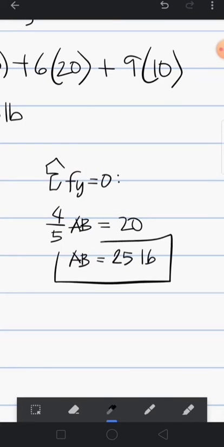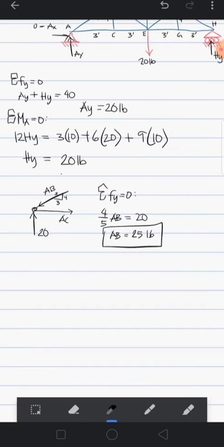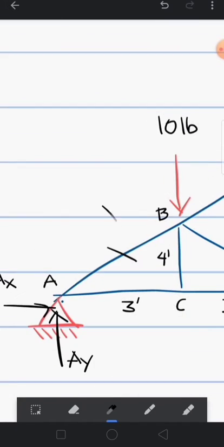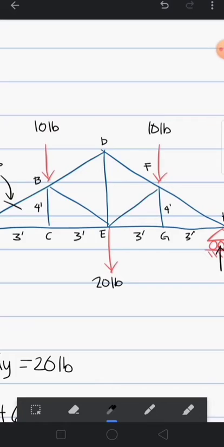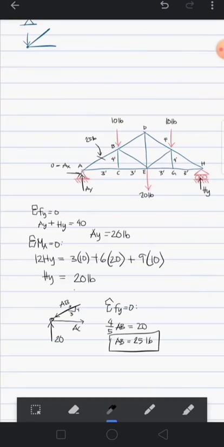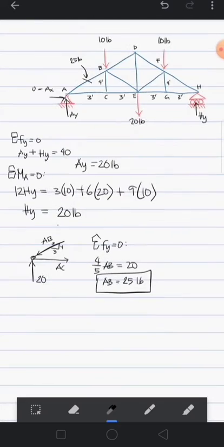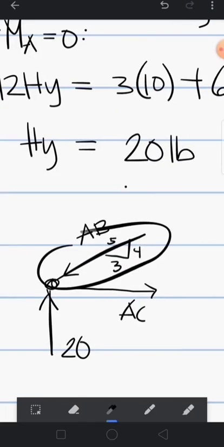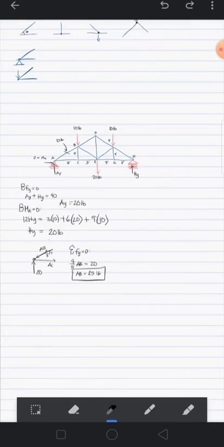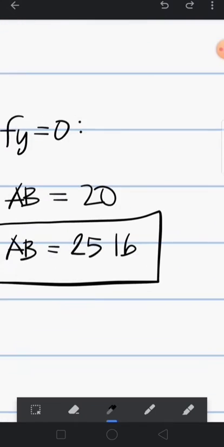So now I know the force in AB. That's 25 pounds. With these loads of 10 and 20 and the support reactions, this member carries 25 pounds. And its direction is compression. It compresses the joint A. This is compression.